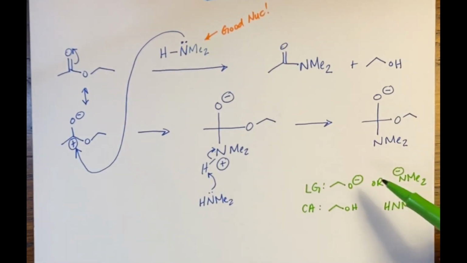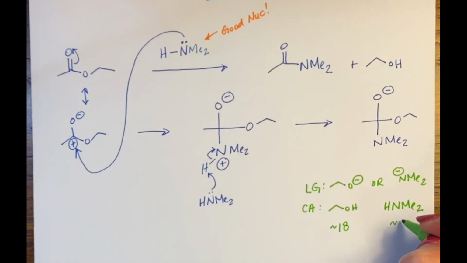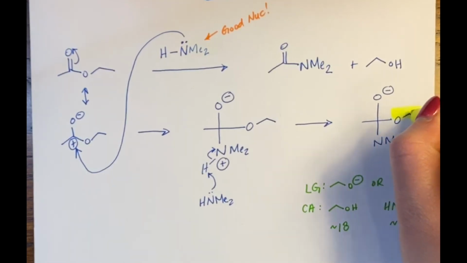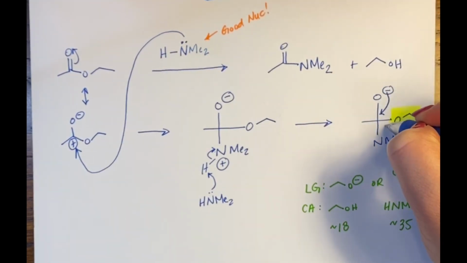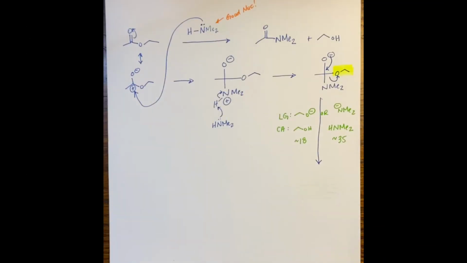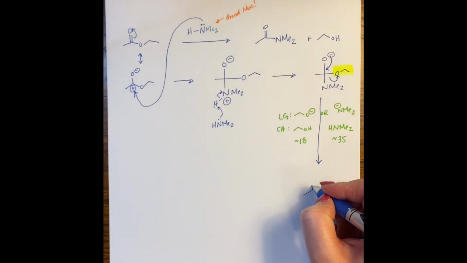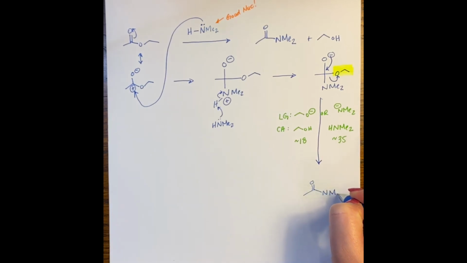And the way that we know that this is going to be our better leaving group in this case is because we know the pKa of this alcohol is about 18, whereas the pKa of this amine is about 35. So in that comparison, that tells us that this ethoxide ion is the best leaving group from this tetrahedral intermediate. So as it collapses, that's the group that's going to be lost. So this gets kicked back down, that gets kicked out. So as that happens, the product that I get is my amide plus that ethoxide ion that I lost.